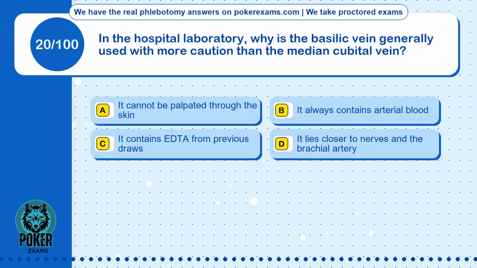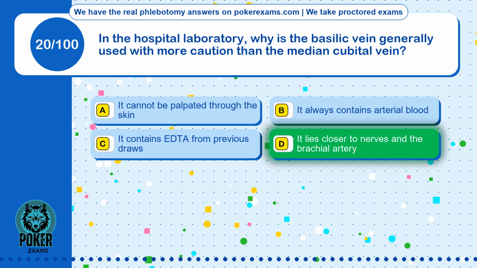Question 20. In the hospital laboratory, why is the basilic vein generally used with more caution than the median cubital vein? Option A. It cannot be palpated through the skin. Option B. It always contains arterial blood. Option C. It contains EDTA from previous draws. Option D. It lies closer to nerves and the brachial artery.